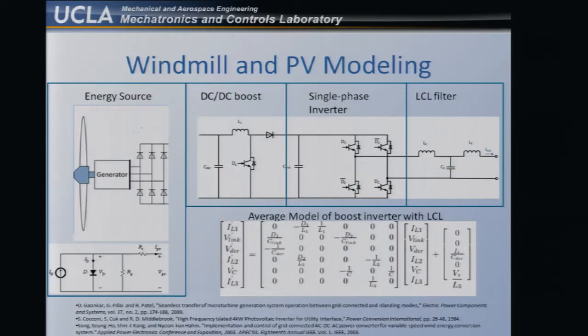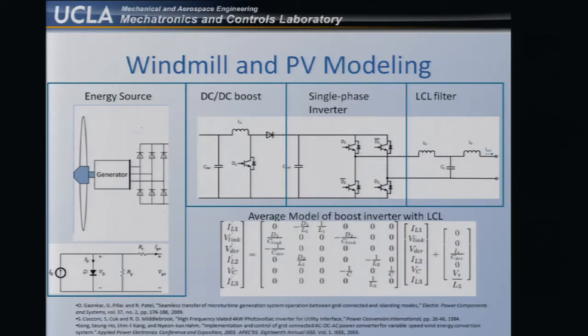The way we do it is we look at the literature and build what we call an average model, because this is high frequency switching, and the average model takes the average over the switching frequency. This is a very standard so-called state space representation of this windmill, and windmill and PV are actually very similar.